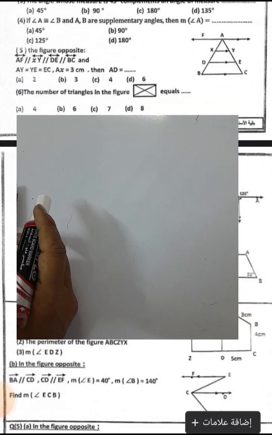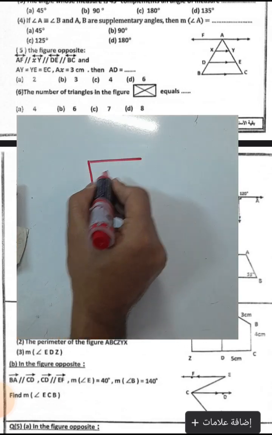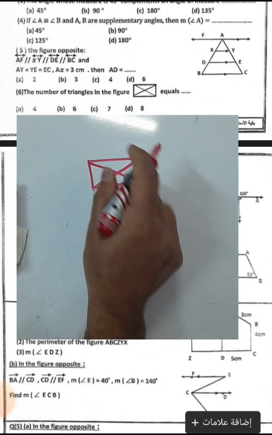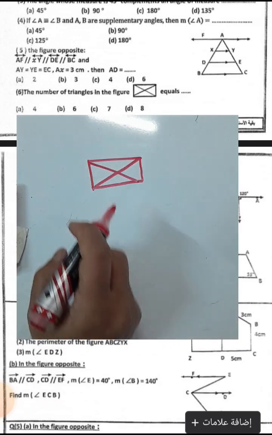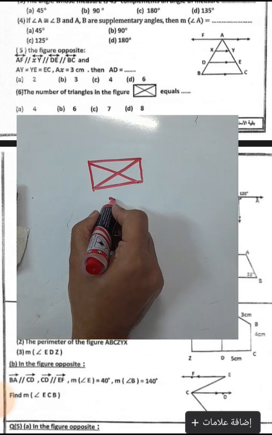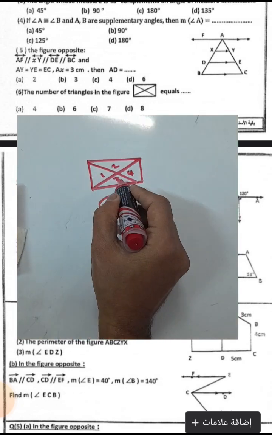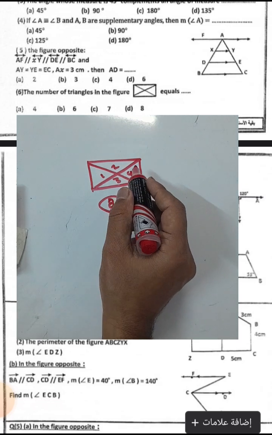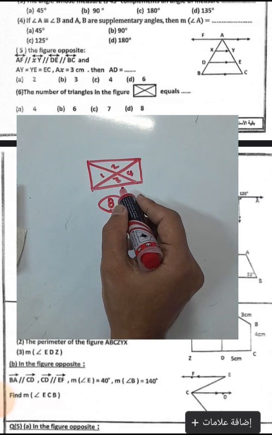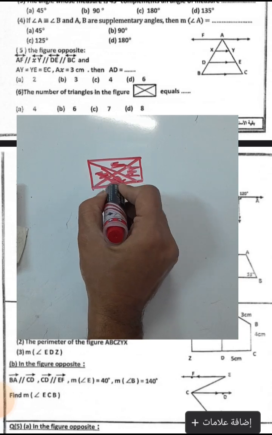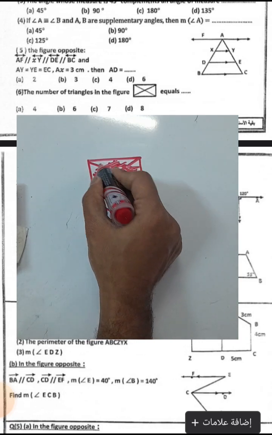The number of triangles in this figure. We have here 1, 2, 3, and 4, 5, 6, 7, 8. We have 8 triangles here. Or 1, 2, 3, 4: 1 plus 2, 3. 3 plus 3, 6. 6 plus 4, 10. You can subtract the last one, or you can count. We have 1, 2, 3, 4, 5, 6, 7, 8.